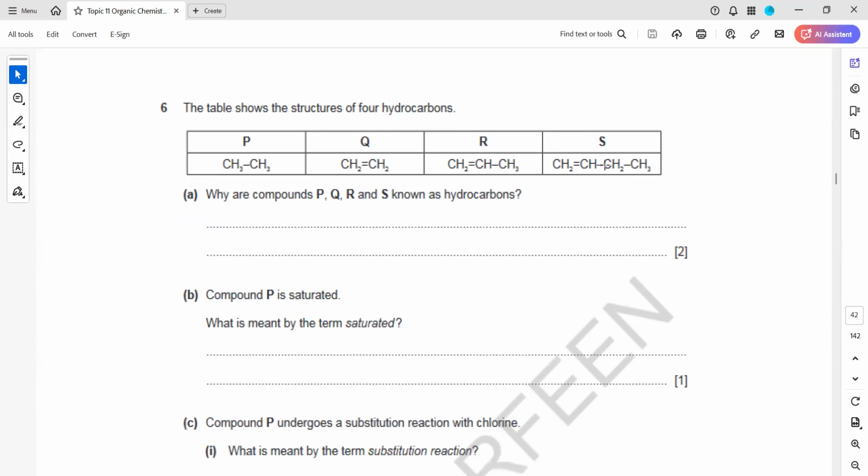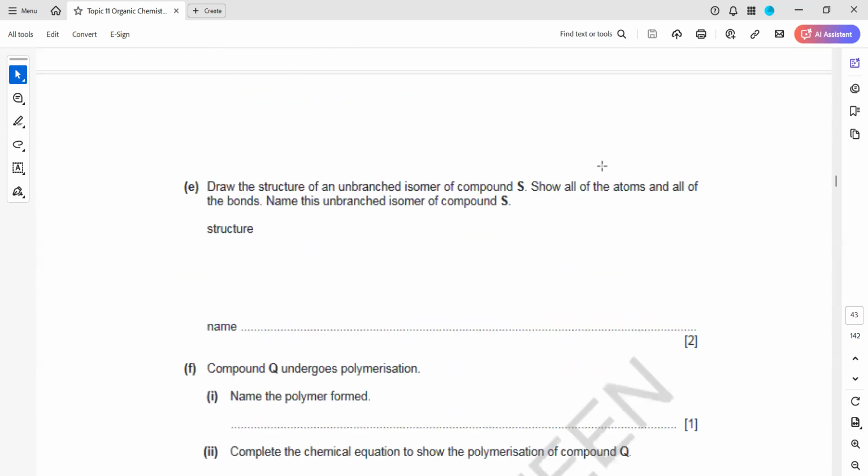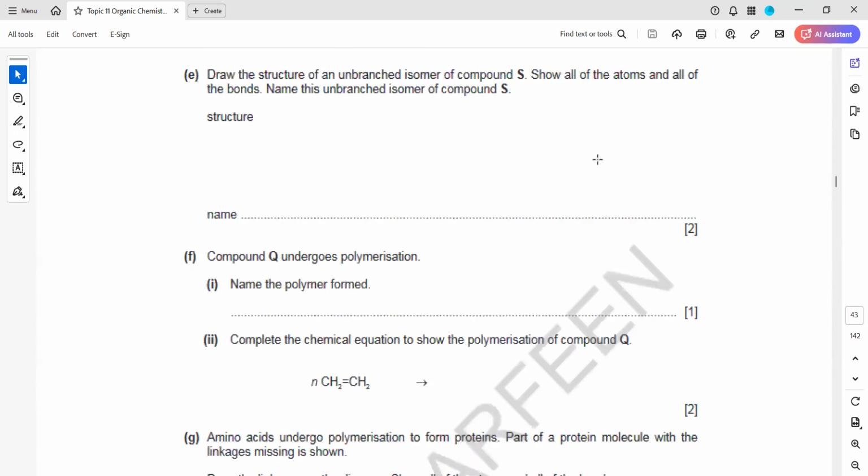So it is butene, the first one. Now we have to just draw butene. So we'll draw 4 carbon atoms. Double bond between the second and the third. And maximum carbon can form 4 bonds. So this will have 3 hydrogens. This will have 1 hydrogen. This will have 1 hydrogen. And this will also have 3 hydrogens.